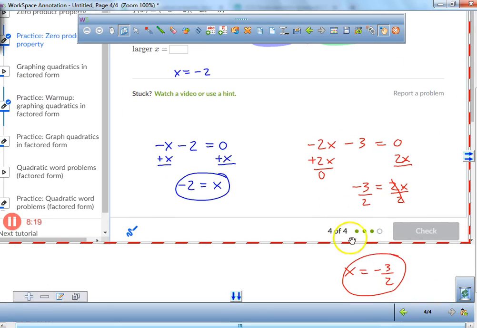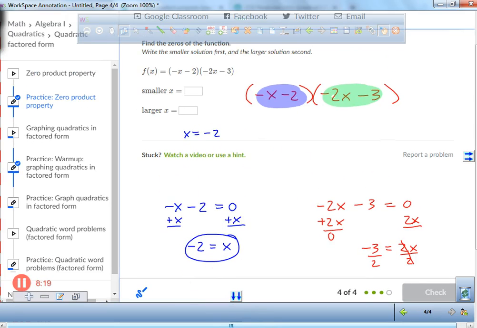We got, which one's the smaller one? Okay? Negative 2 is smaller than negative 3 over 2. Negative 3 over 2 is negative 1.5. Negative 2 is smaller on the number line. Okay? Now how can you check this on Desmos? Watch.